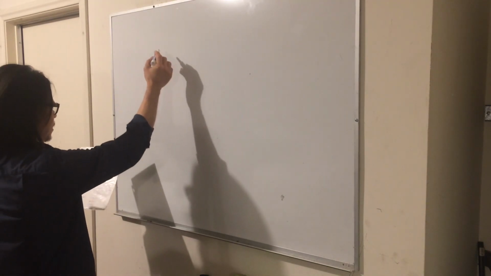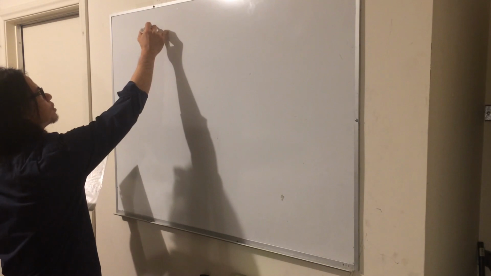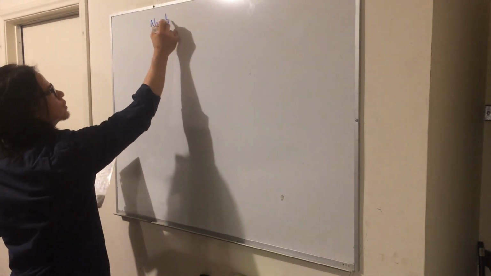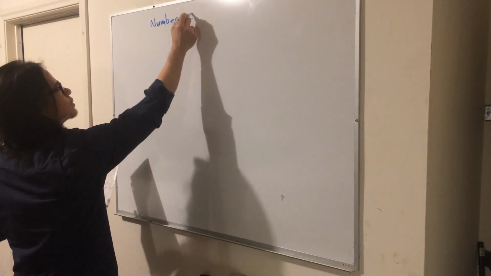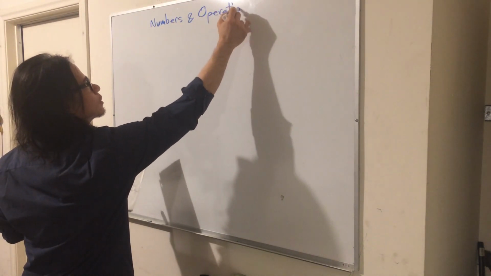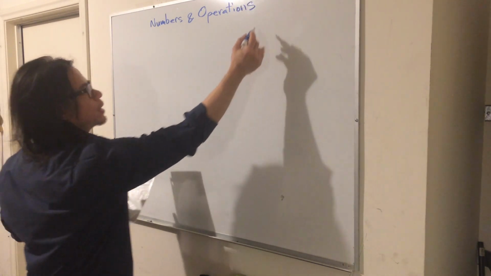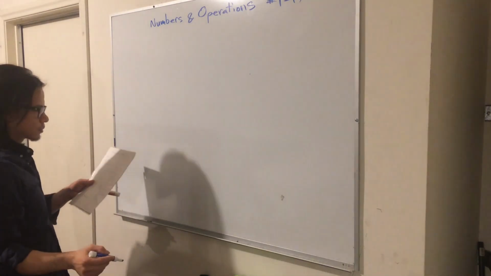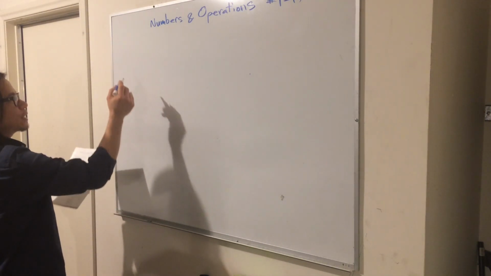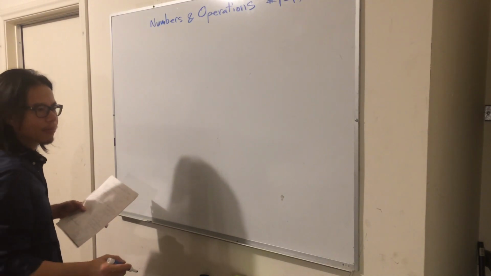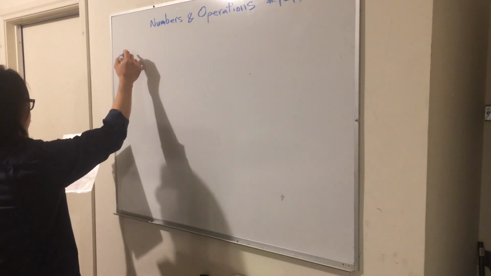So again, numbers and operations right on the top of your page. Numbers and operations. Okay, and this will be number 1 to 17. So the first example, we'll be talking about decimal values.